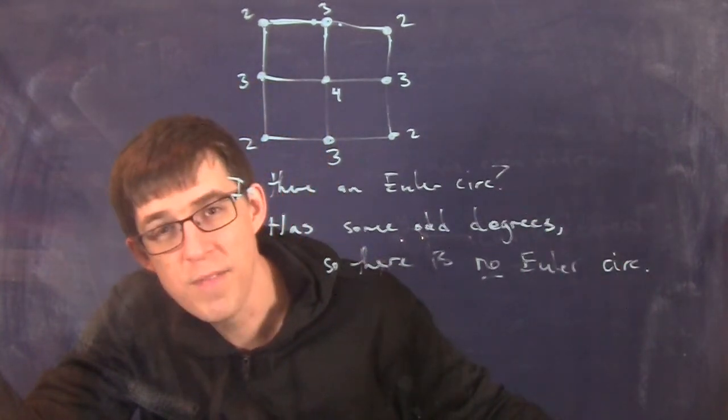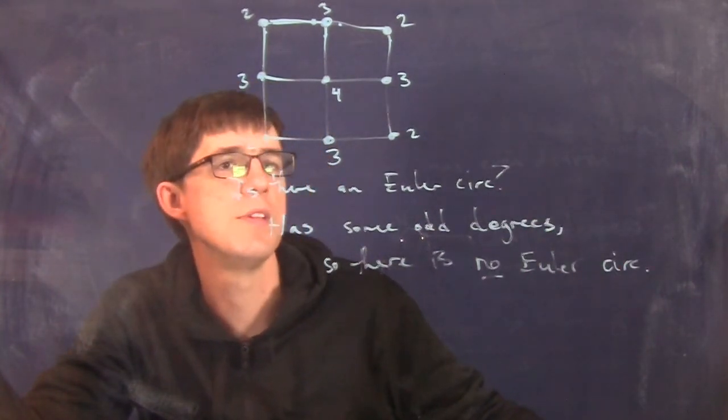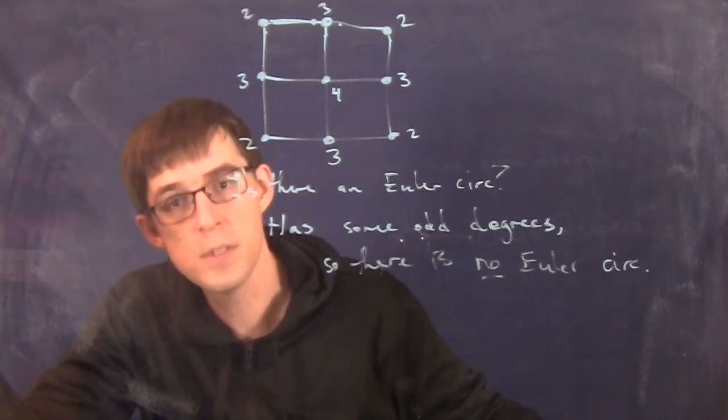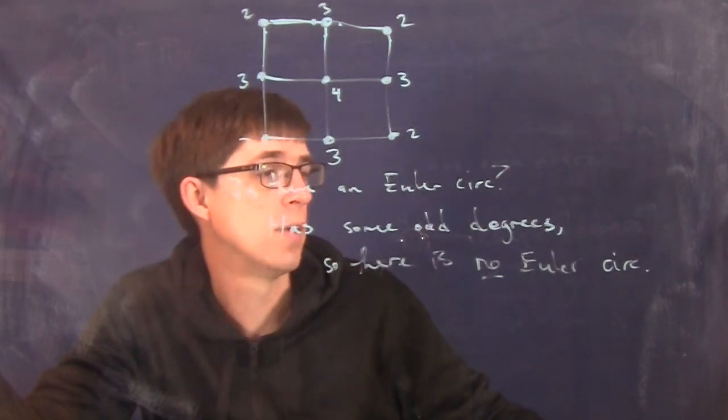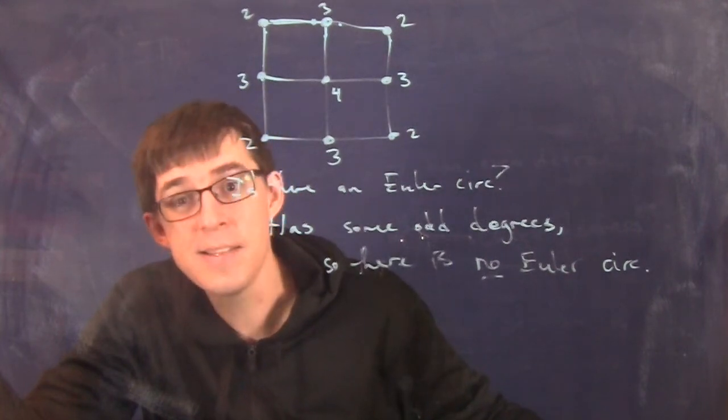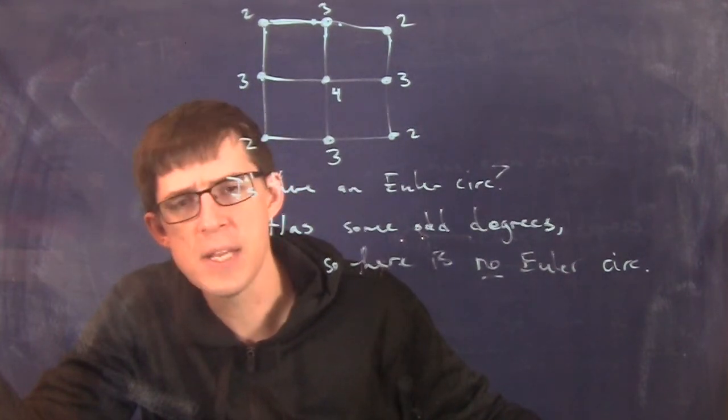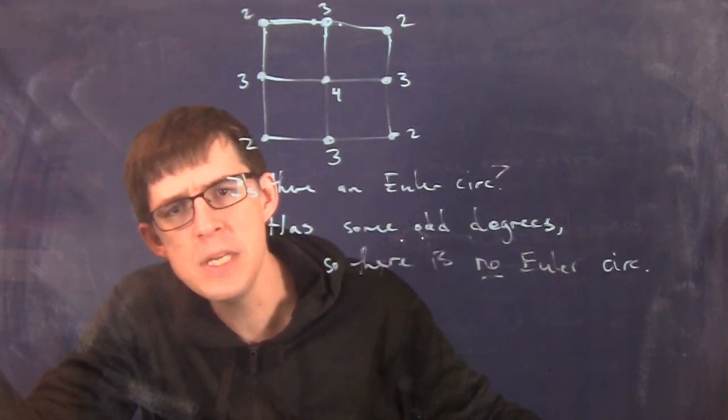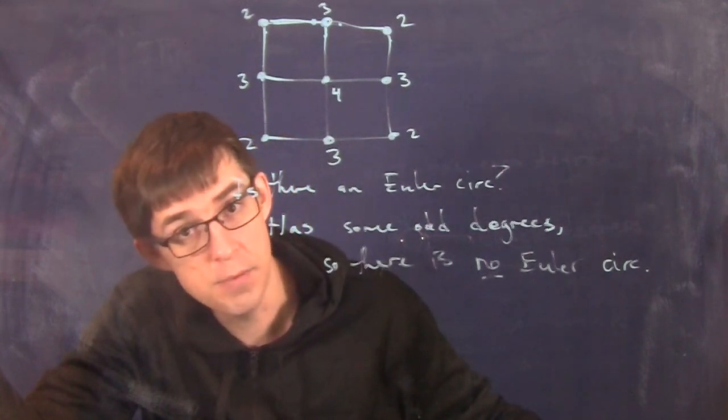All right, you can tell very easily if there is or is not an Euler circuit by just looking at the degrees. Next time we'll talk about why the theorem is actually true. It seems kind of too good to be true. It really is true though.